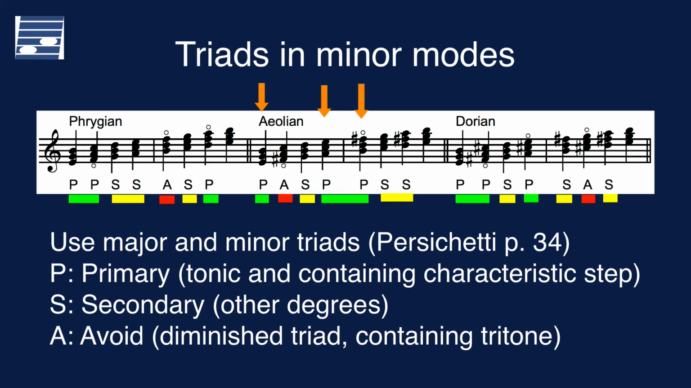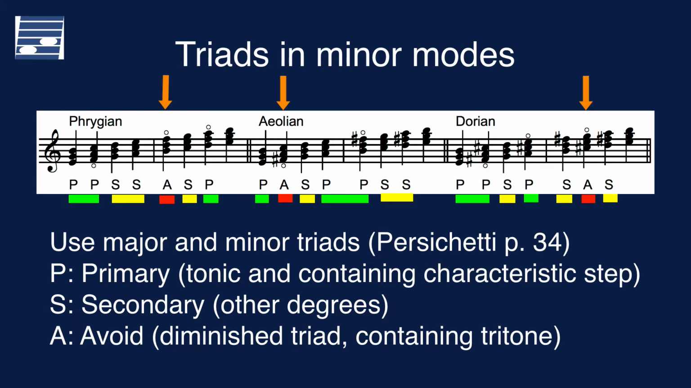For the other minor modes, the 3 primary chords are the triad on the tonic degree and 2 others that contain the characteristic scale step. For example, for the Phrygian mode, this yields the minor triad on the tonic E minor, plus the major triad on F that contains the characteristic lowered 2nd degree F natural as the root, and the D minor triad on the 7th degree with F natural as the 3rd.